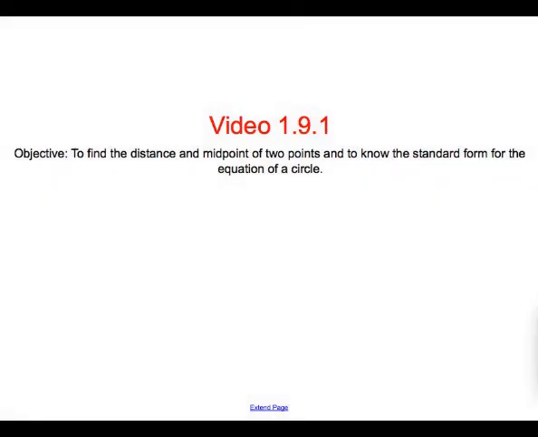This is video 1.9.1, and the goal is to be able to find the distance and midpoint of 2 points and to know the standard form for the equation of a circle.